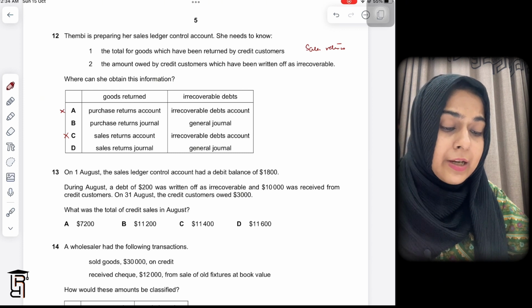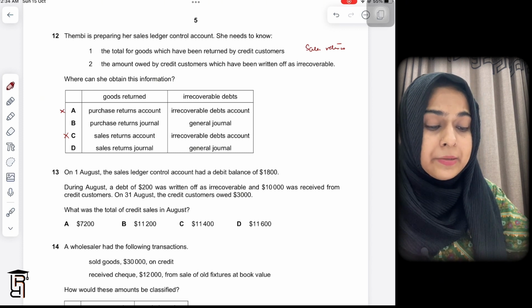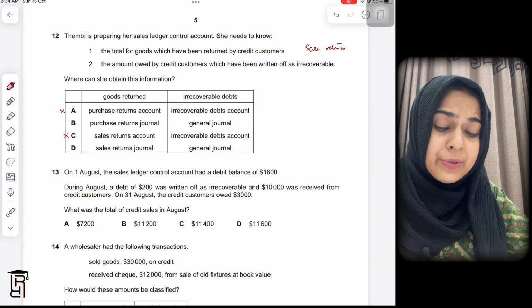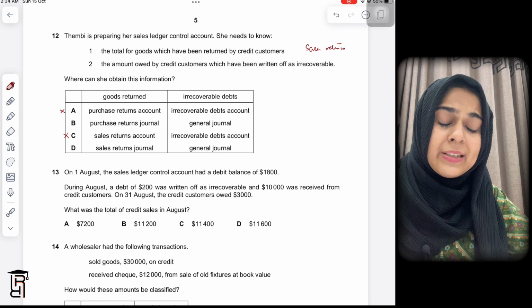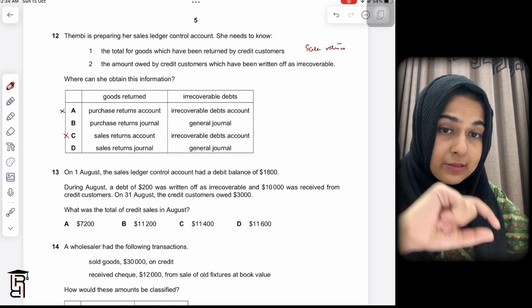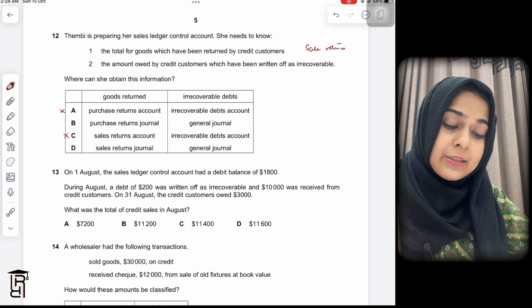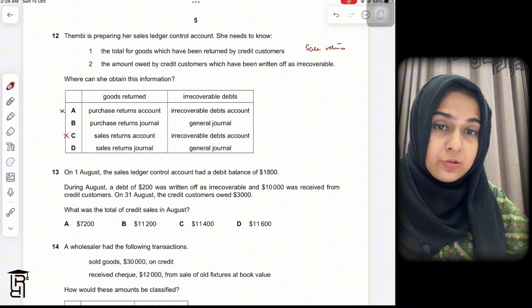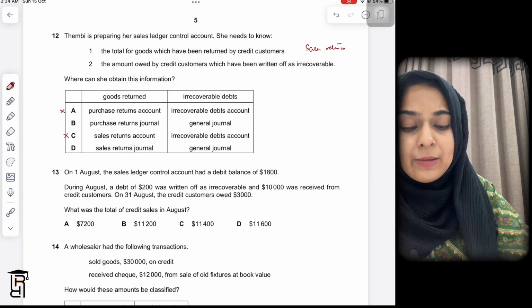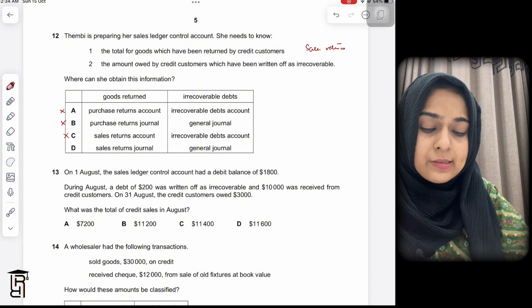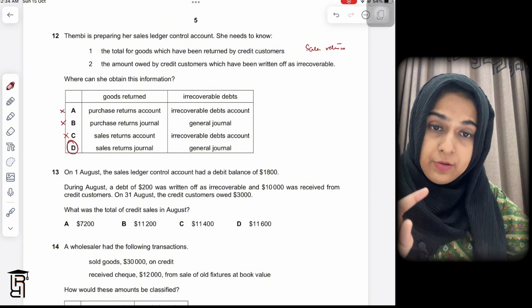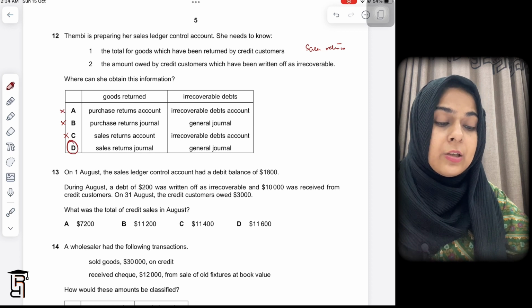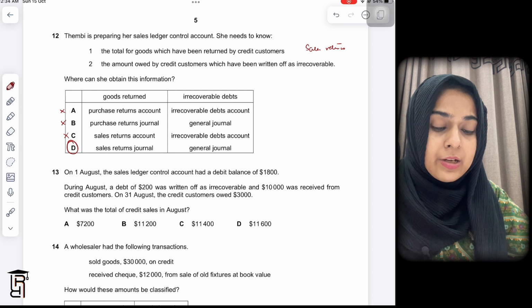And then here part B cannot be your answer, because she wants the information for the sales ledger control account, and sales returns come in the sales ledger control account. Purchases returns does not come in the sales ledger control account. So again B cannot be your answer. Answer is D. Yes, she'll use the sales returns journal to get the total of sales returns, and she'll use the general journal to see how much has been written off as irrecoverable.